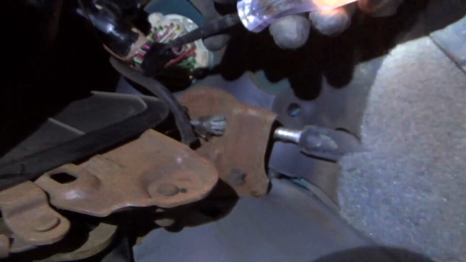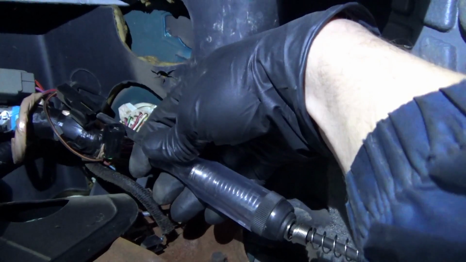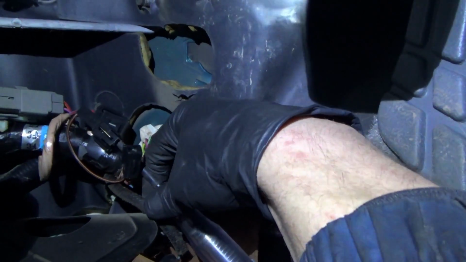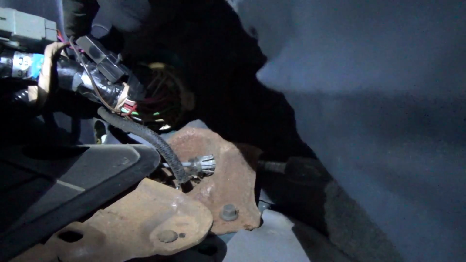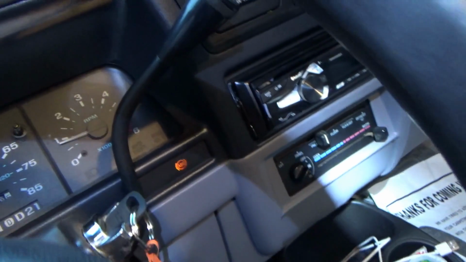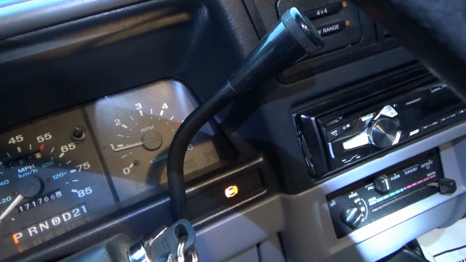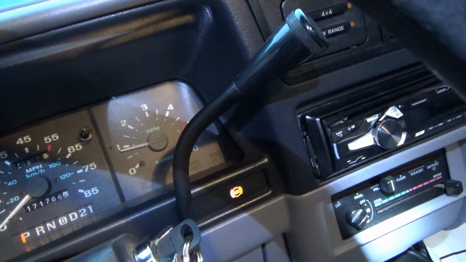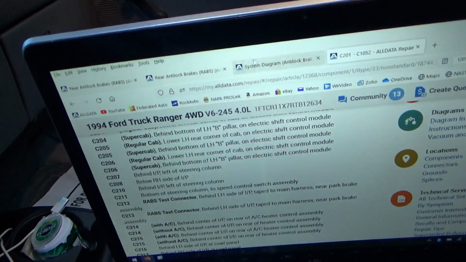Okay, so test light is grounded out. If I touch this side, it's gonna light up. We want to ground this side right here. I'm gonna jam my test light in here and see if that makes the light blink. Yes. 1, 2, 3, 4. 1, 2, 3, 4. Okay.